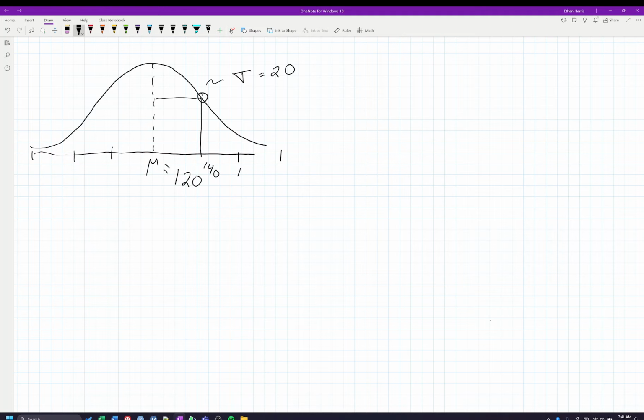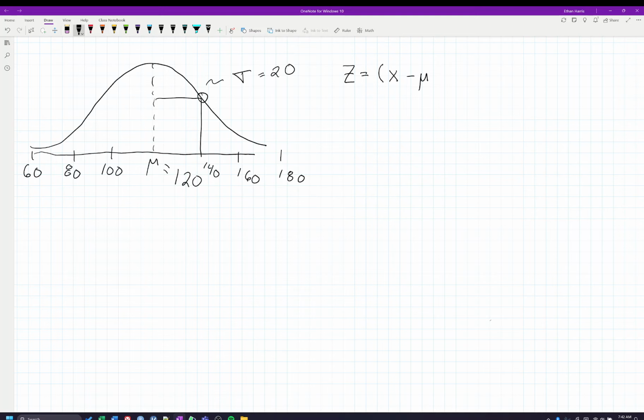140, 160, 180, and then going the other direction, 100, 80, and 60. Okay, so we've done this so far, and we've used our z-score equation to tell us how many standard deviations away from the mean is our observation. So we've done this x minus mu and divide by the standard deviation sigma.